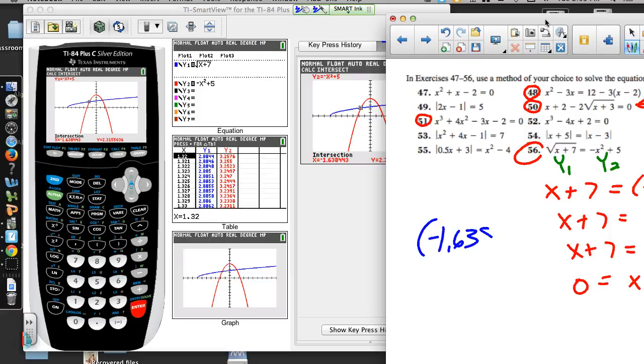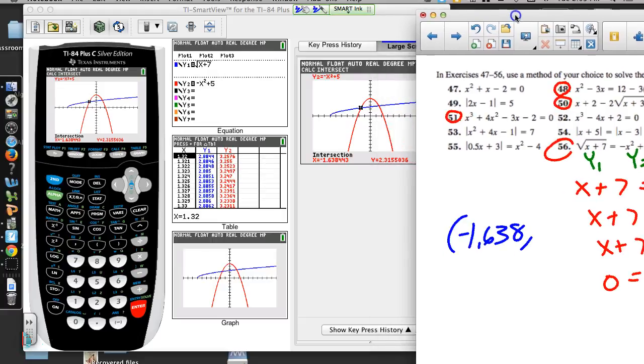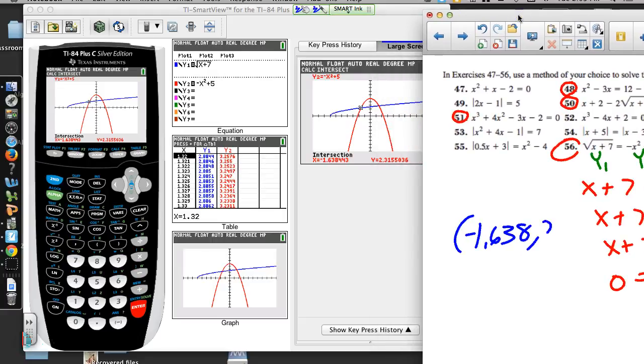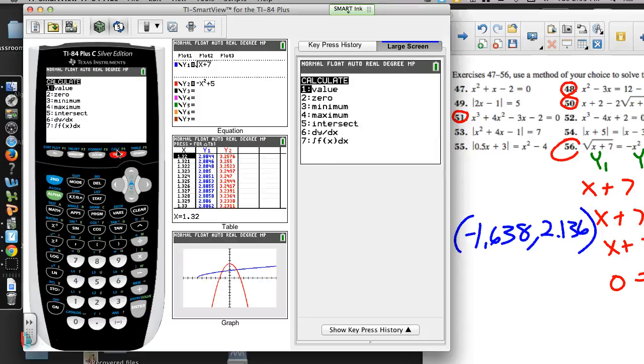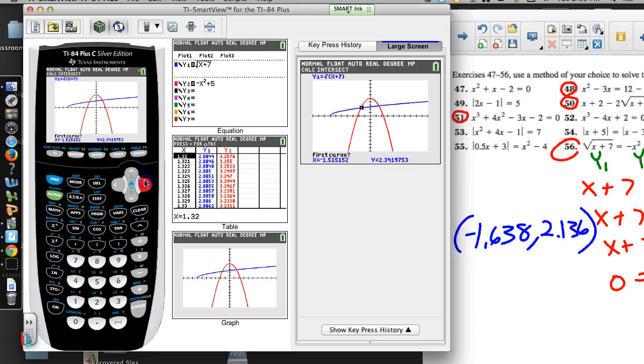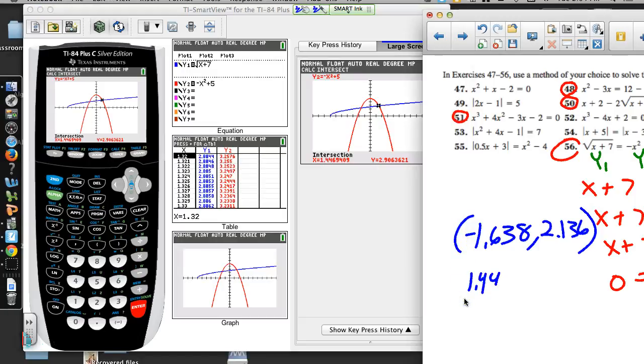So 3, 8, and then for our y coordinates, 2.136. And then we need the second intersection. So second trace, number 5, but we have to move Blinky over near that right-hand intersection and enter, enter, enter. So that one, 1.447, 2.906. So the intersection feature is working a lot better for that problem.